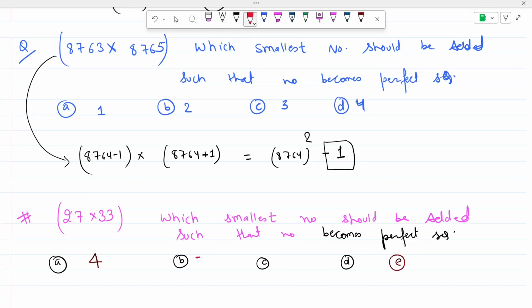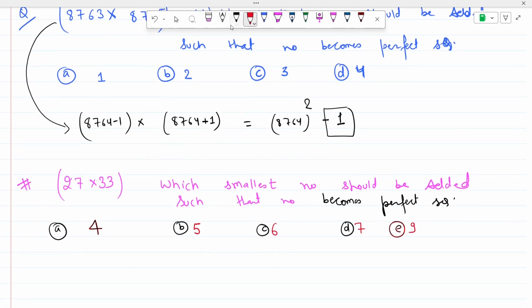The reason being, I just did 30 minus 3 into 30 plus 3, which gives you 30 square minus 3 square, and then you'll just get 9. So what's the shortcut method? See, you have 27 and 33. Find the difference. How much is the difference? 6.